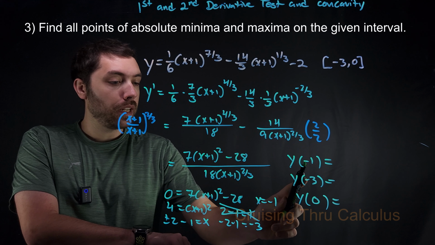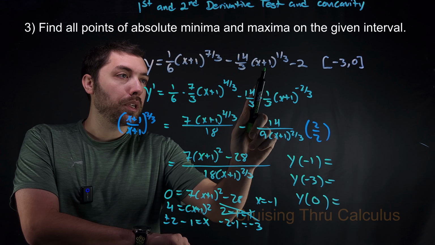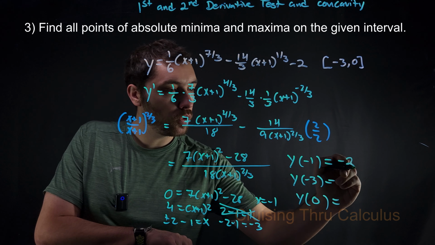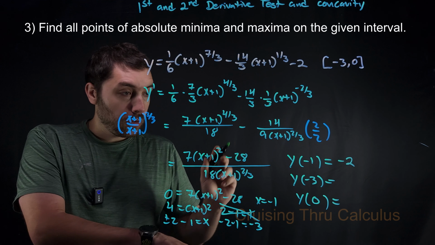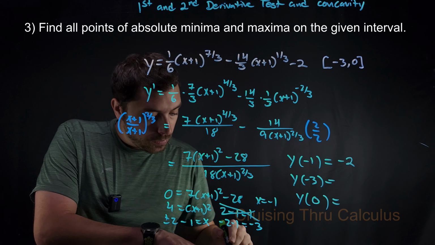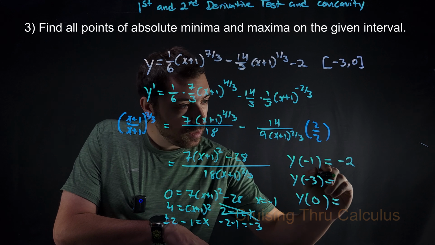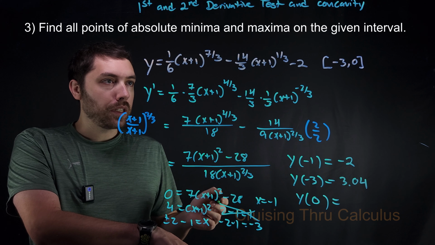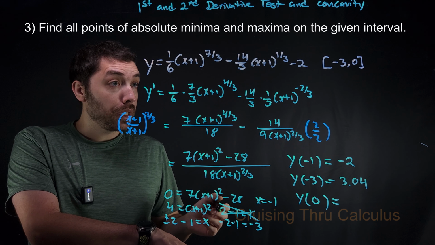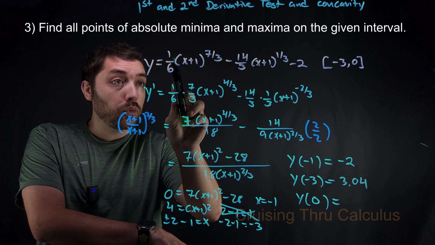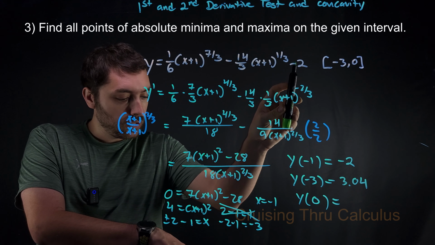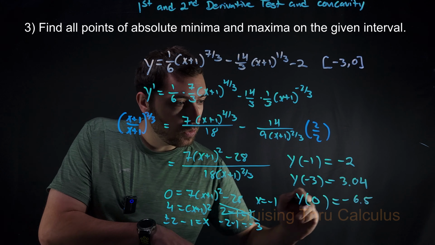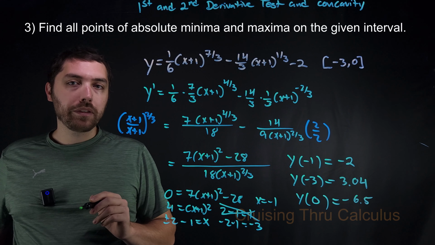For example, take a look at negative 1 here. If we take negative 1 and plug it in here, this is going to be 0, and this is going to be 0, and you're going to be left with negative 2. Negative 3, though, not nearly as nice. So when I plugged negative 3 into a calculator, I got 3.04. 0 is also not going to be the worst number to plug in. In fact, what we would end up with is 1/6 minus 14/3 and then minus 2, which turns out to give us negative 13 over 2, which is the same thing as negative 6.5.